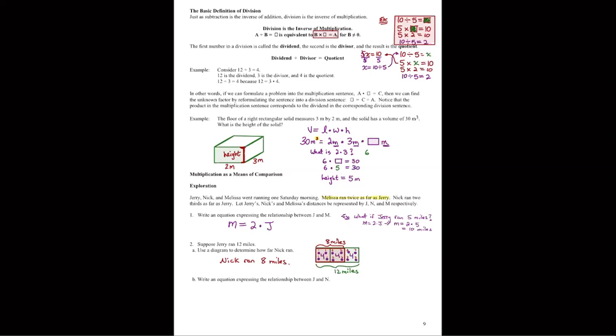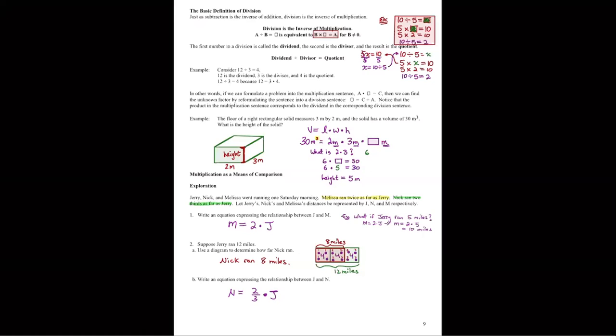So, a little rephrase on that. Nick's distance, because "is" typically translates to equals, Nick's distance, N, is 2/3 of Jerry's, with "of" translating to multiplication in those contexts. So that's getting at the idea of a proportional relationship.